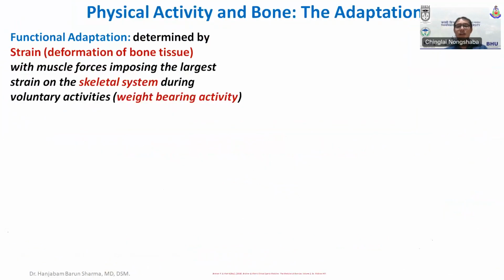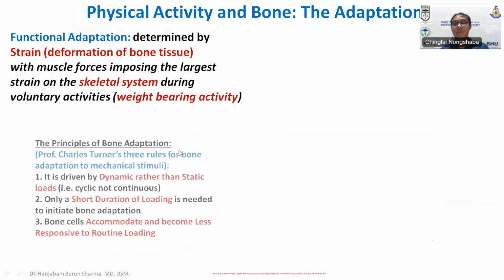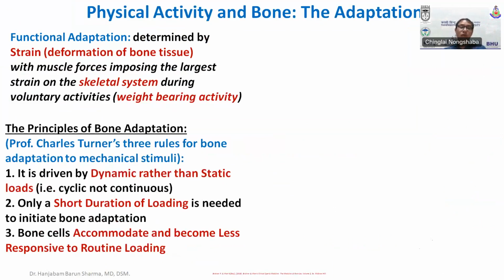Let's begin the talk. Bones, just like any kind of tissue, adapt to physical activity, and it is determined by the strength, that is, the formation of the bone tissue with the muscular force imposing the largest strain on the skeletal muscle system during voluntary activity, especially weight bearing activity. Based upon three important principles, known as Professor Charles Turner's three rules for bone adaptation to mechanical stimuli, we generally prescribe exercise.